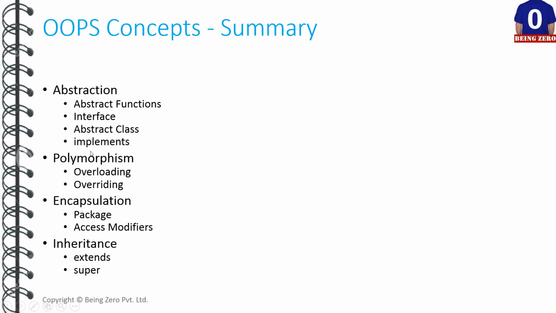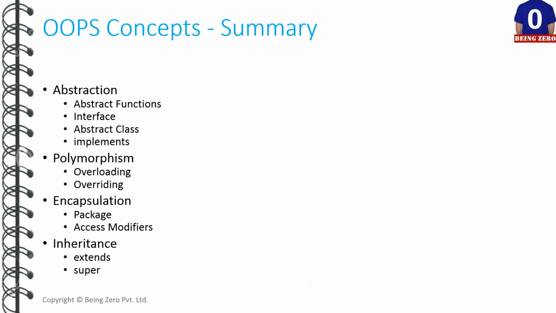Then the implements keyword we use when a class implements an interface. So that winds up our abstraction. Then if we talk about inheritance, we talked about the extends keyword. One class inherits from another. So we'll say class A extends B. That means A is inheriting from B.